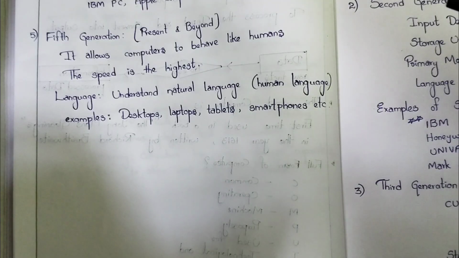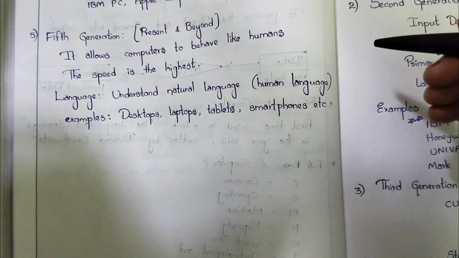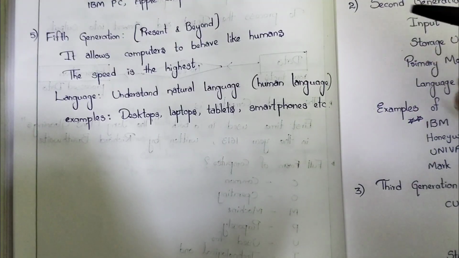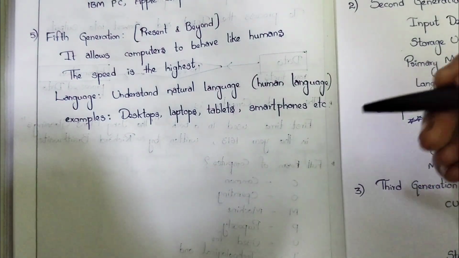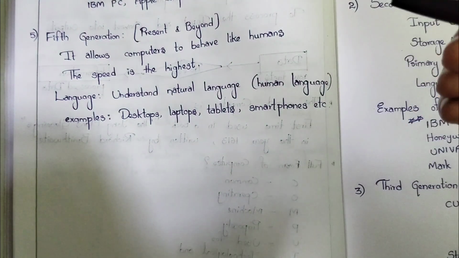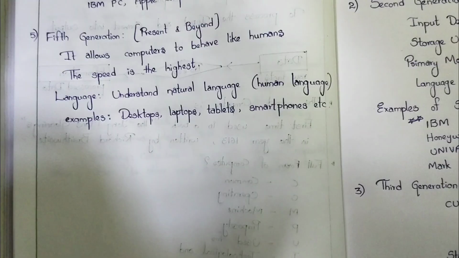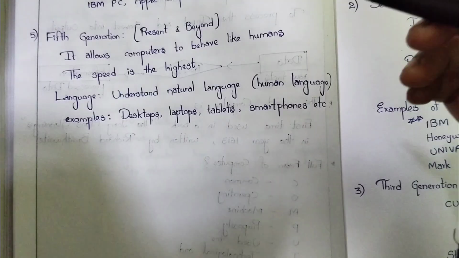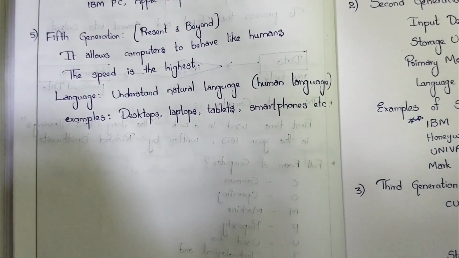Do you give complex machine language code to them? No, right? Let's take an example of a smartphone. You will just touch the icons that are present and you will interact with that. So that is natural human language, not a complex machine language or low level language. So that is the fifth generation.